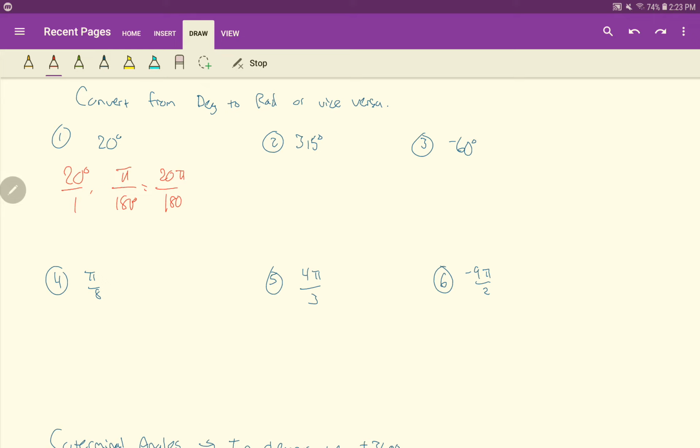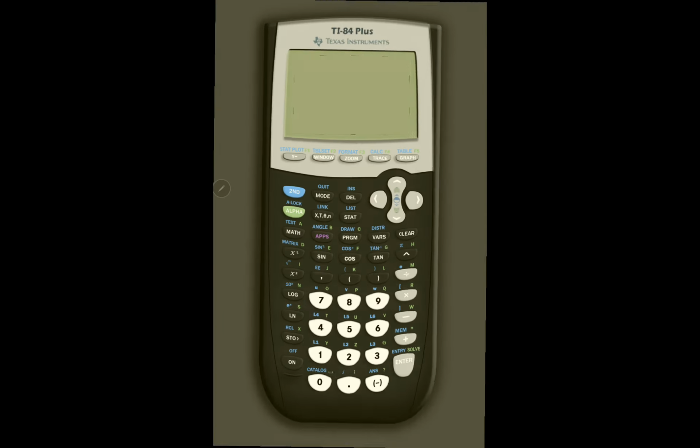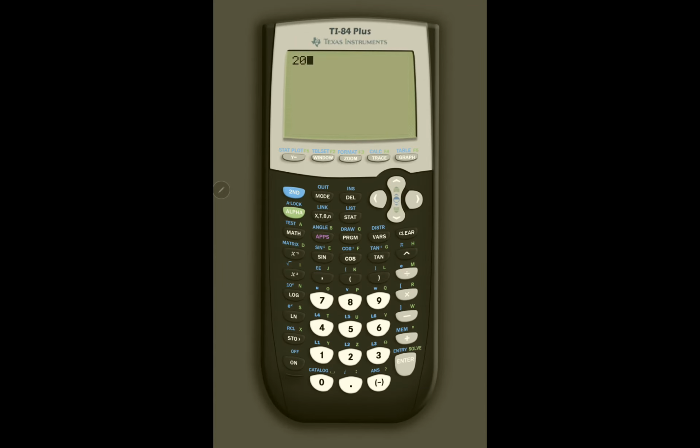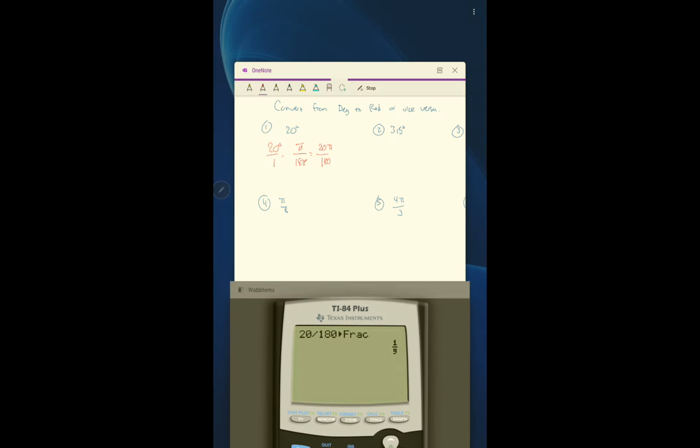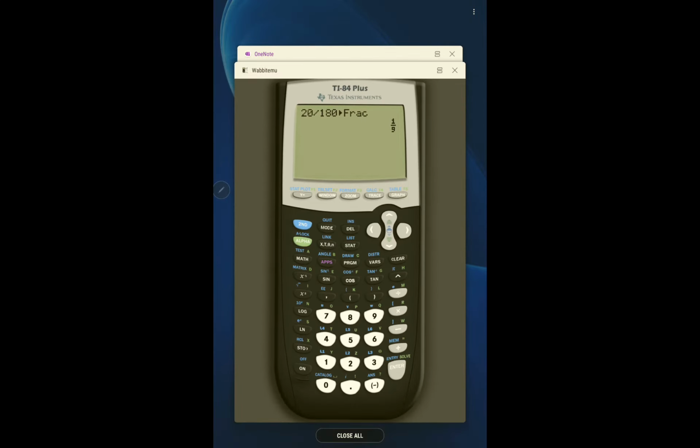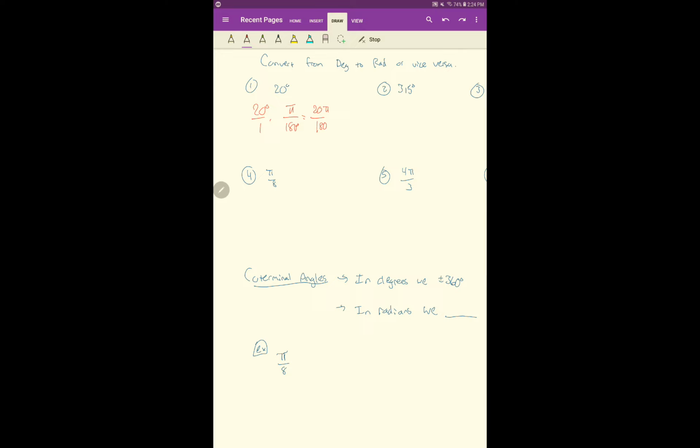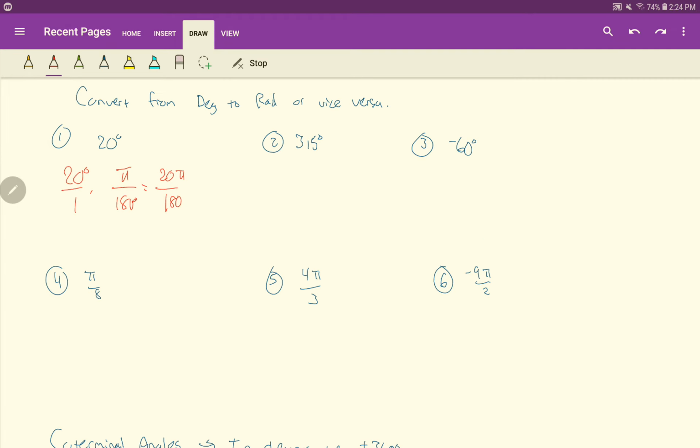So let me calculate here with the calculator. I'll just show you that if you want to use your calculator to do this, you don't really need it, but 20 divided by 180, and then hit math, enter, enter. Notice I left the pi out, so it's 1/9 if I just have 20 over 180. So that means it will simplify to just 1 pi over 9, or just pi over 9, like so.